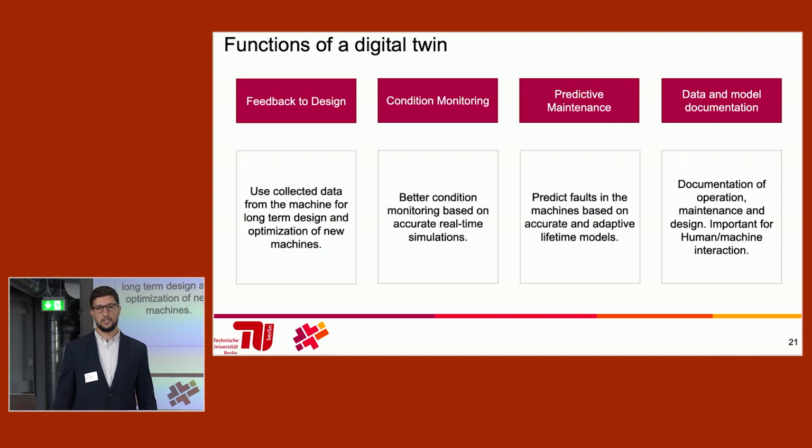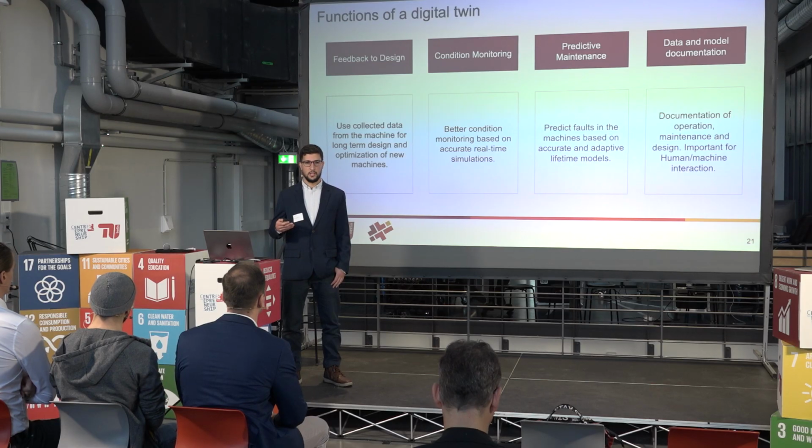The third one is predictive maintenance, and for that we need models that are able to adapt over time to the changes within the machine. And finally, we need to basically store these models and the data. This is important for human-machine interaction and for the human to have a say in what's happening, basically.